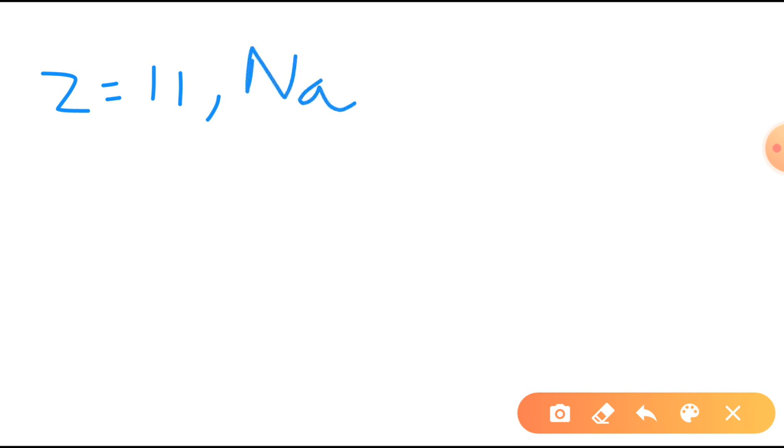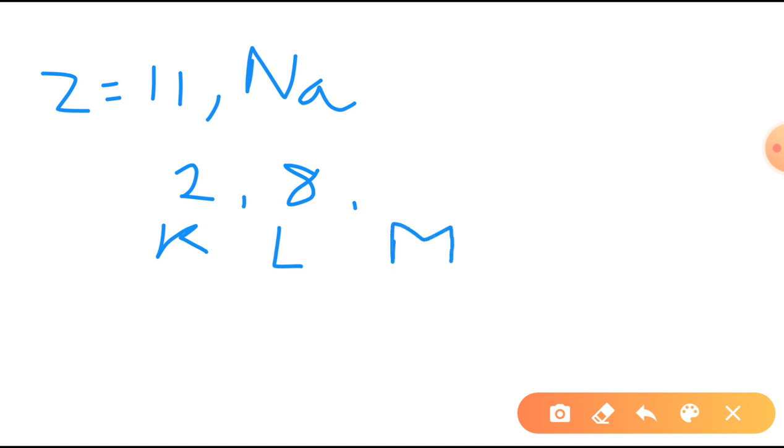Now students, the distribution of electrons is going to be as follows. We start from the K shell, where we place 2 electrons. After K we have the L shell, where you can place 8 electrons because that is the maximum number. Now we still have some electrons, so we will move to the M shell.